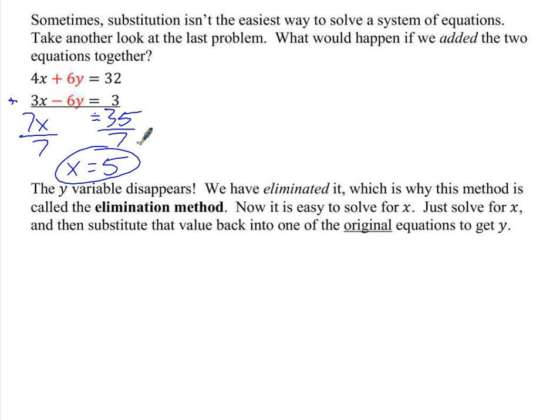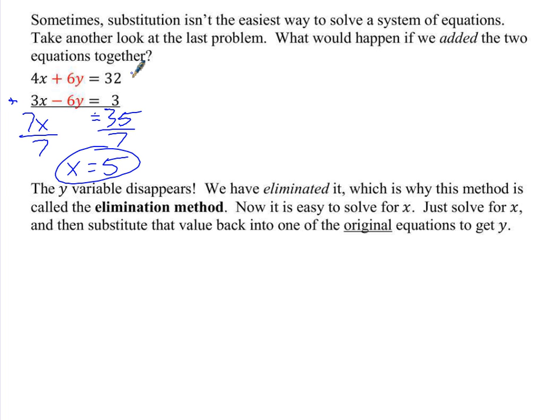So I can take the 5 and substitute it back in up here. You can't really get away from substitution completely, but we can do elimination to help us get to the answer a lot faster in this case. I can plug that back into either one of these two equations, whichever one looks easier, but I have to go back to one of these two. So which one do you want to pick?